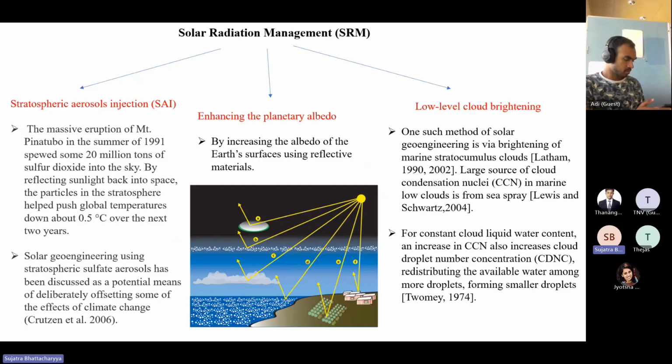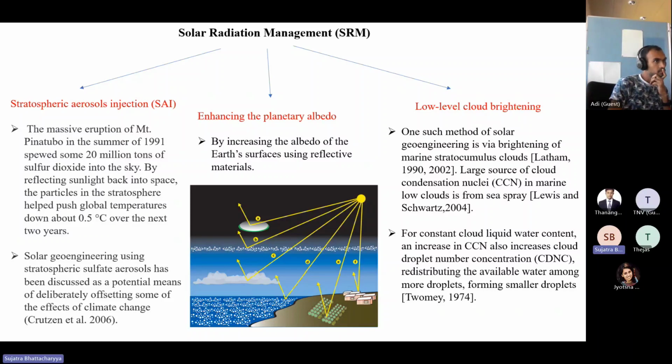On the other hand, we have solar radiation management, which is called solar geoengineering. It falls into three categories. First is stratospheric aerosol injection. Second is enhancing the planetary albedo. Third is low-level cloud brightening.